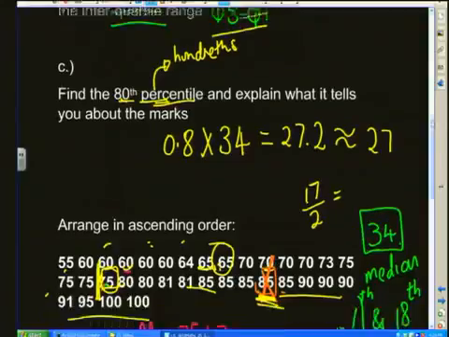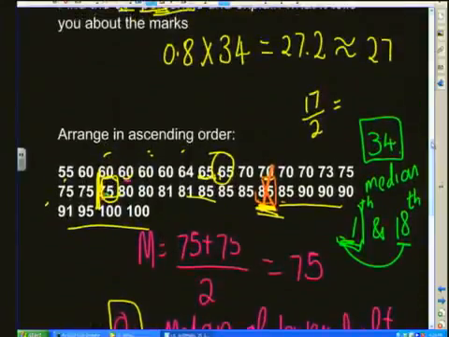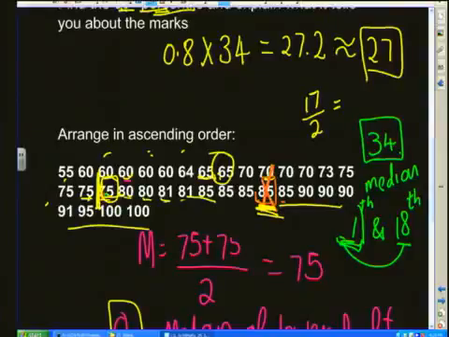So we go to our data, and we look at what number is in the 27th position. Now remember, up to here, that was 17, so let's count. That's 17, 18, 19, 20, 21, 22, 23, 24, 25, 26, 27. Okay, and we end up on this one here, 85%.